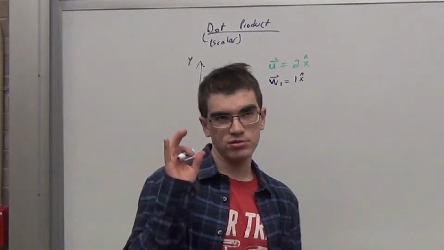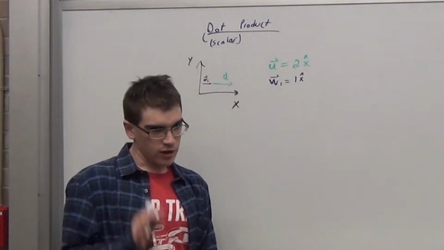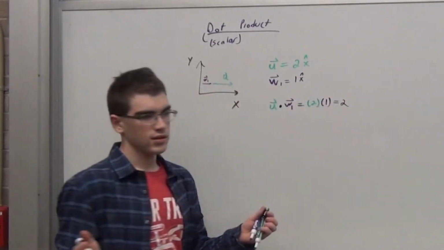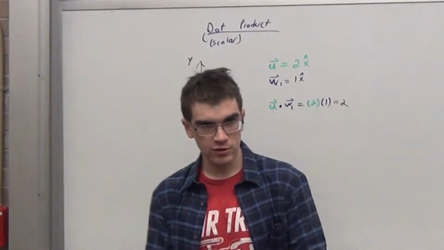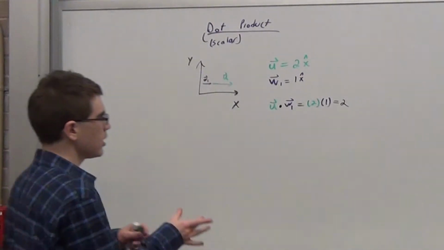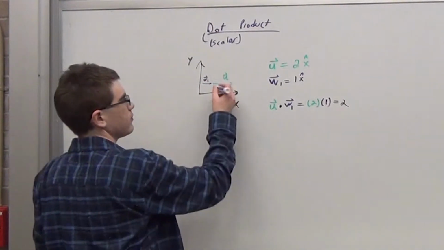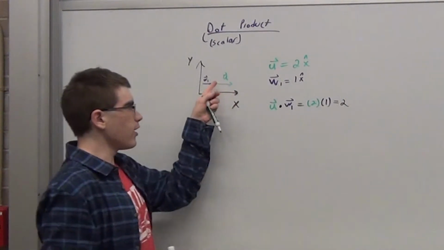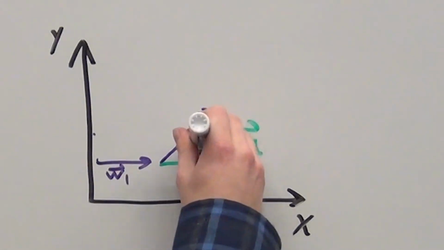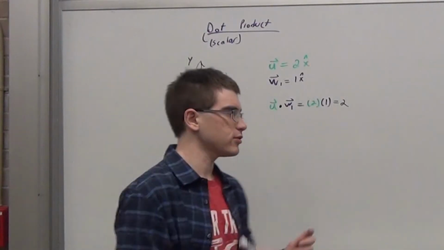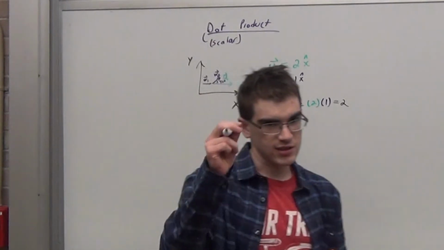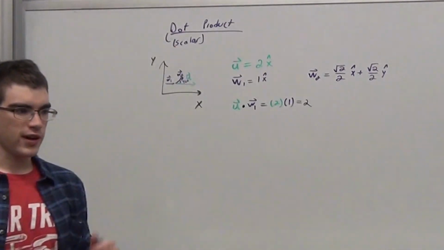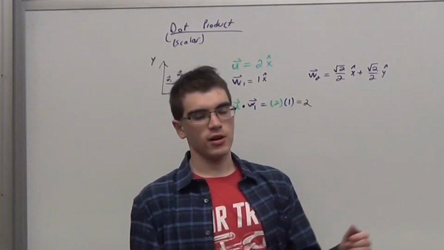So if we were to do the dot product of u and w1, this is just equal to 2. Now, what I'm going to do is rotate w such that we get w2 that's going to be 45 degrees above u. So I'm just raising this vector up. So it's no longer purely x, it's now in x and y. Because it's at a 45-degree angle, the x component and the y component are equal.